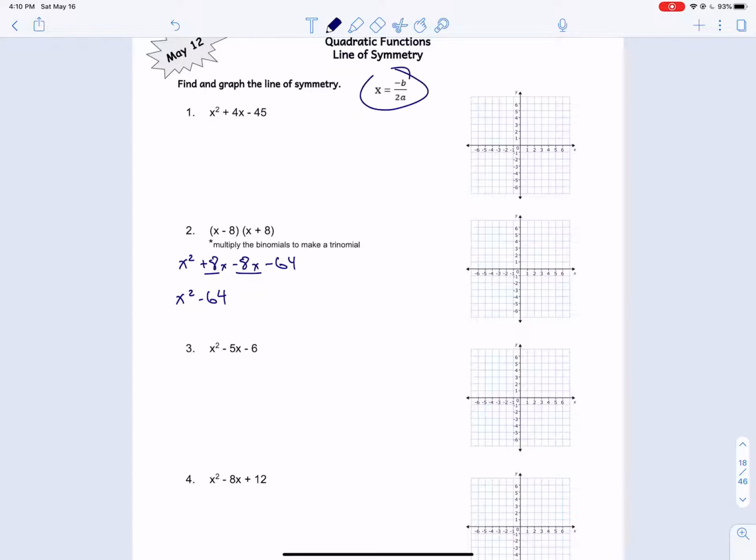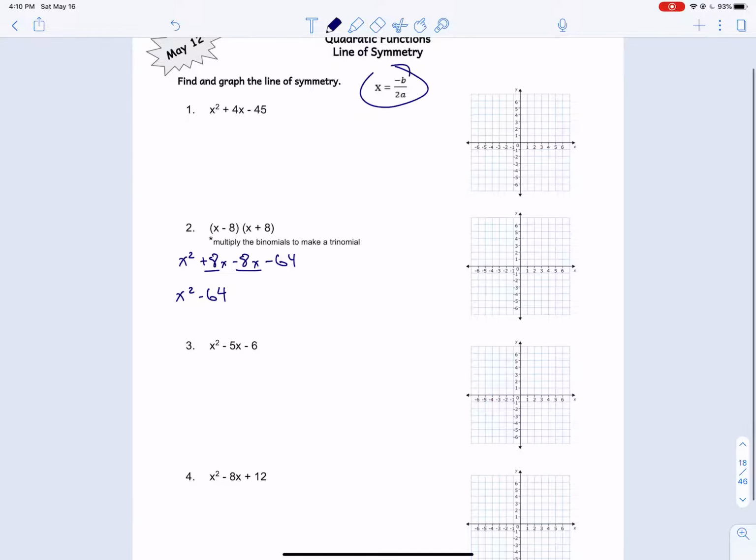We have the equation up here, and we're going to need to know a and b. Okay, so the coefficient of x squared is 1. The coefficient of x, we don't have an x term, so it's going to be 0. And if we needed it, c is the negative 64. Okay, so then the x value for the line of symmetry, or the equation x equals, will give us a vertical line.